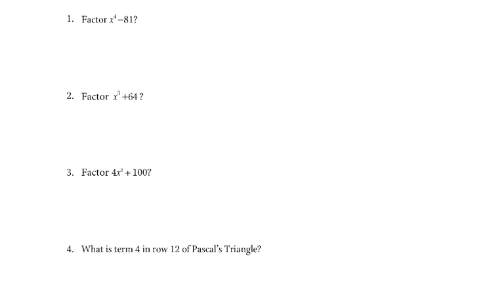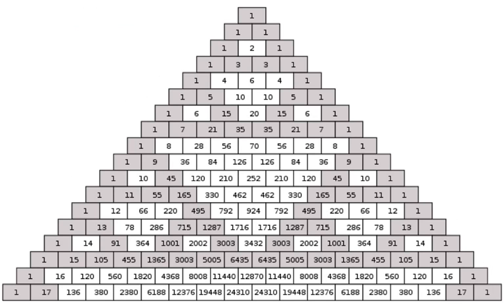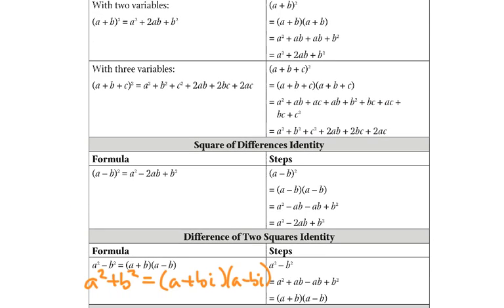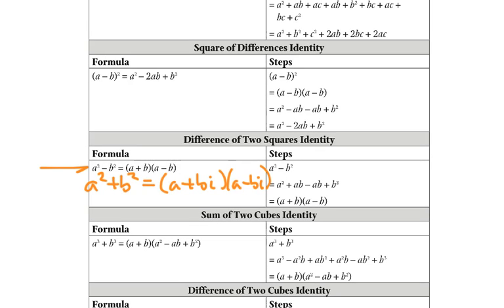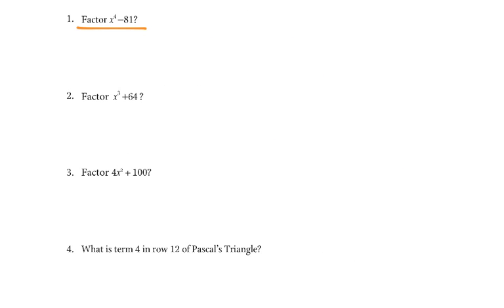So let's get started. So it says factor. So we've got x to the fourth minus 81. So factoring means we need to take it bigger. So what situation do we have? Well, we have this one, a squared minus b squared. So a squared minus b squared, you're going to get a plus b times a minus b.